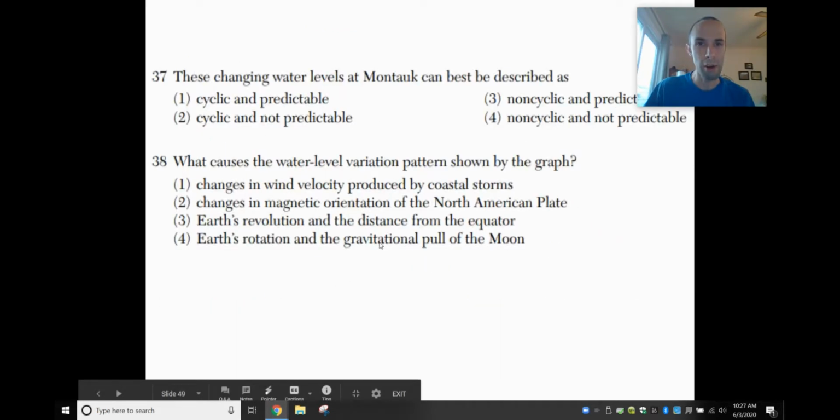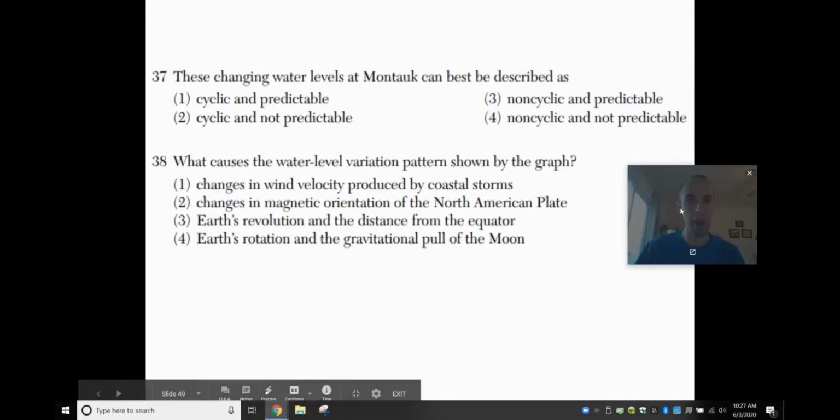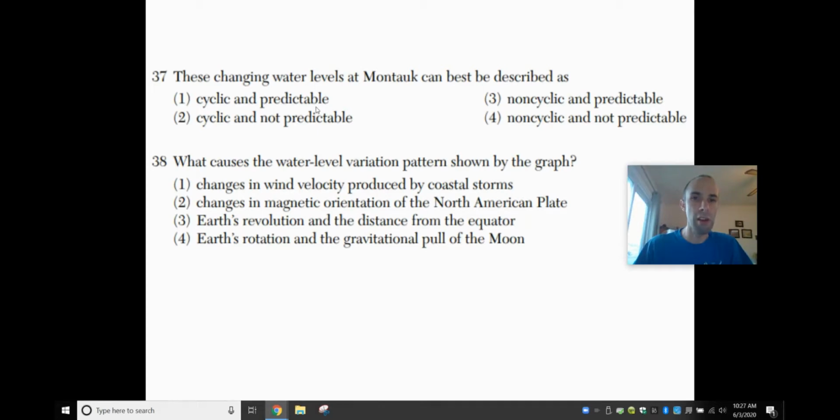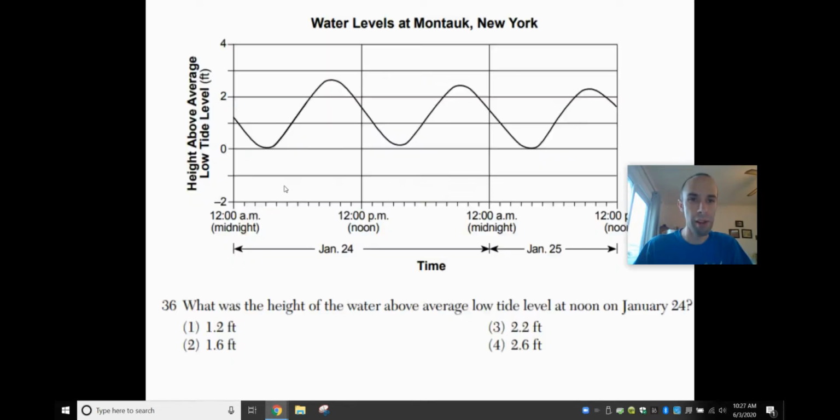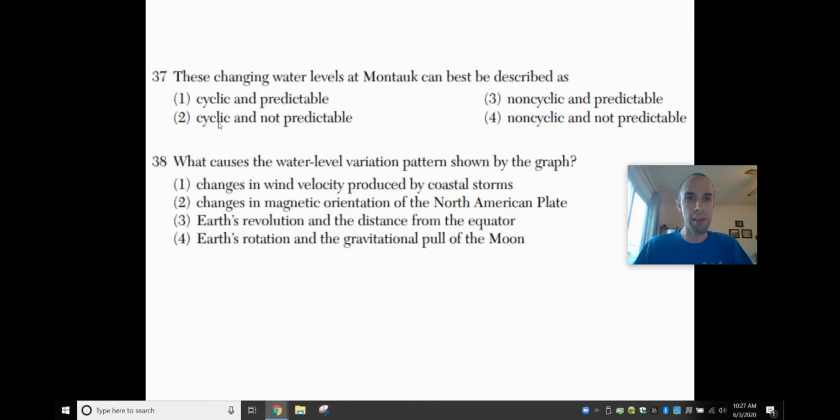Okay, here's 2 more questions that are very, very common with tides. It says these changes in water levels at Montauk can be best described as what? Well, remember, any graph that looks like this, up and down and up and down and up and down, that's a cyclical graph. And remember, pretty much hand in hand with that, because it's cyclical, it's very predictable. So the answer to this question is number 1.